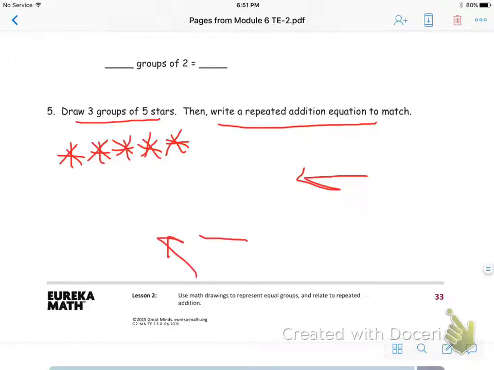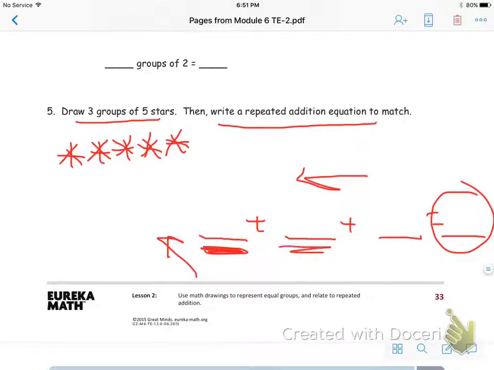And then you would make your repeated addition equation kind of like this. So you need a space for each group. So we have 1, 2, 3 groups, right? So we need 3 spaces equals blank, and then you would put the total number here and the number in each group in these spaces like this.